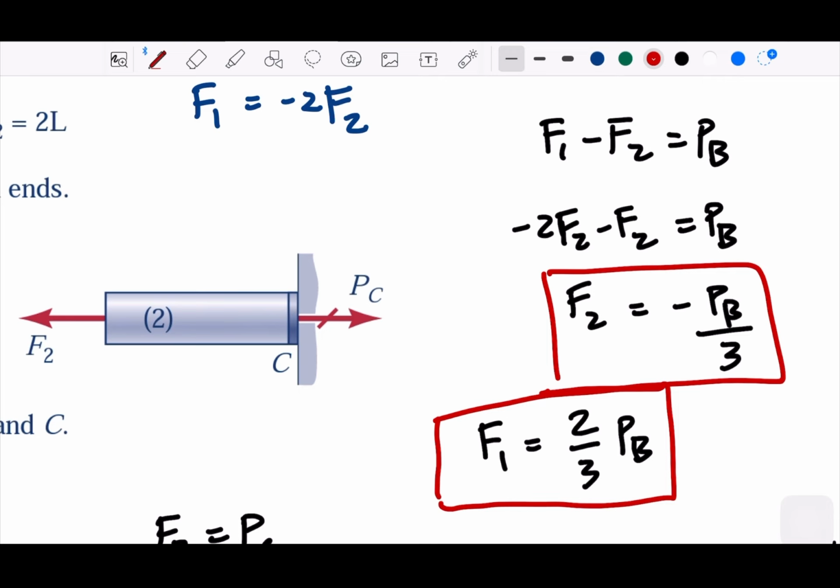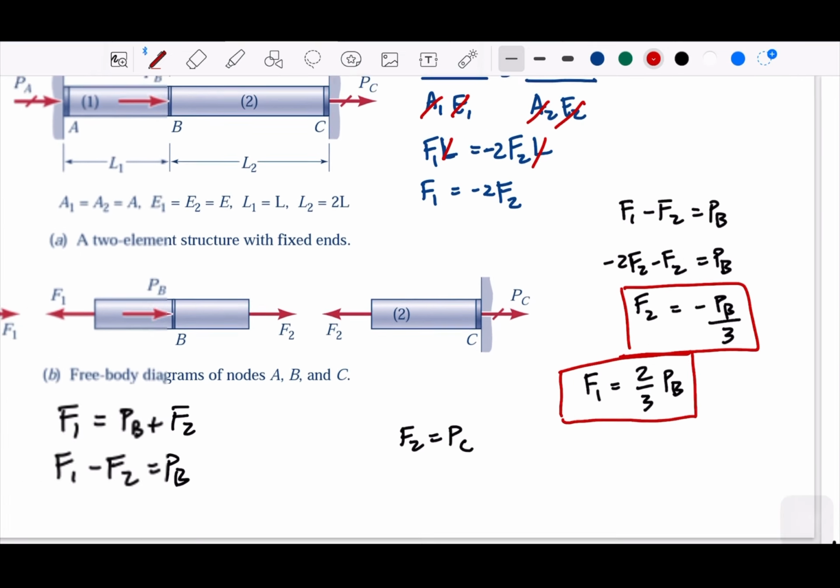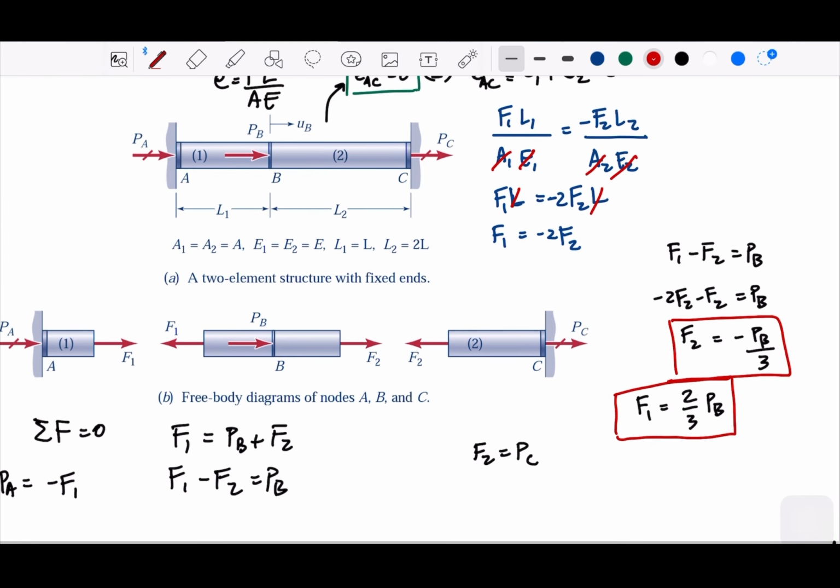So then we get the forces. And if you want to know the deformations or the displacement for B, so if the question is asking this displacement here for this UB there, we can get it from the E1 or E2.